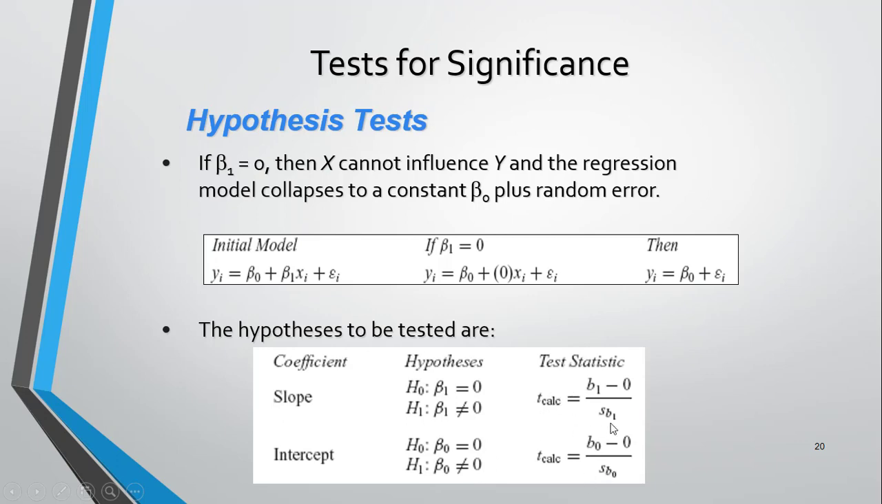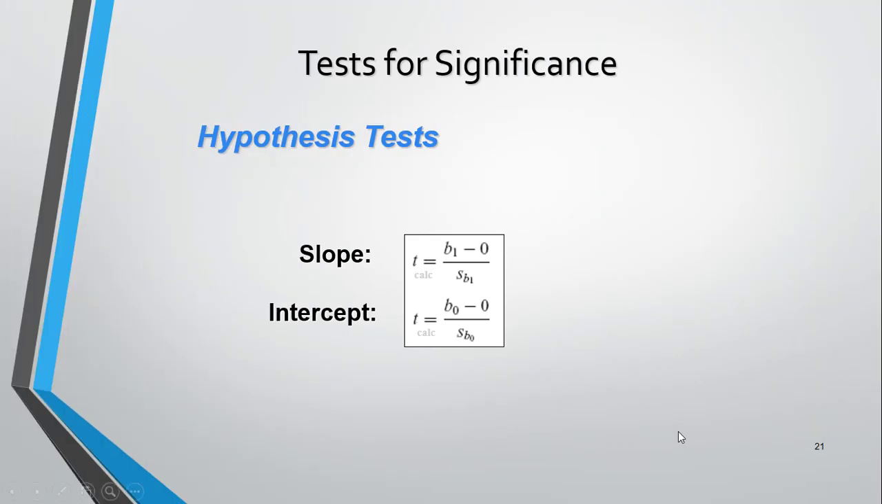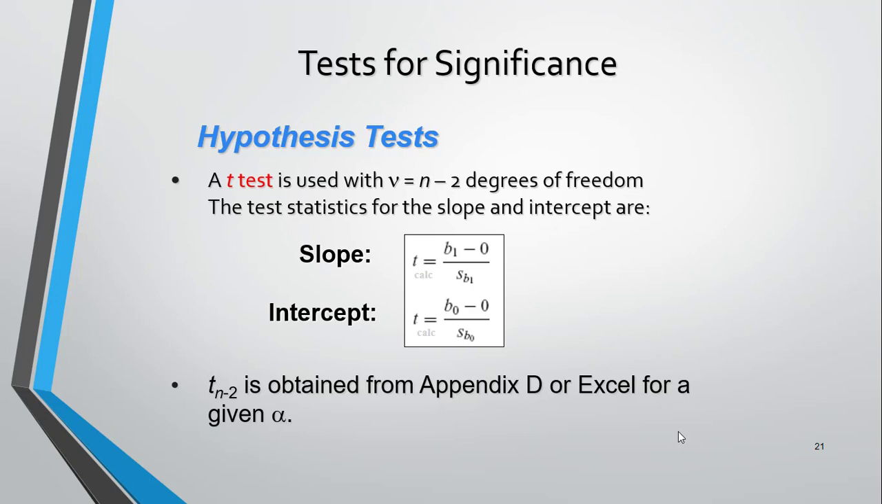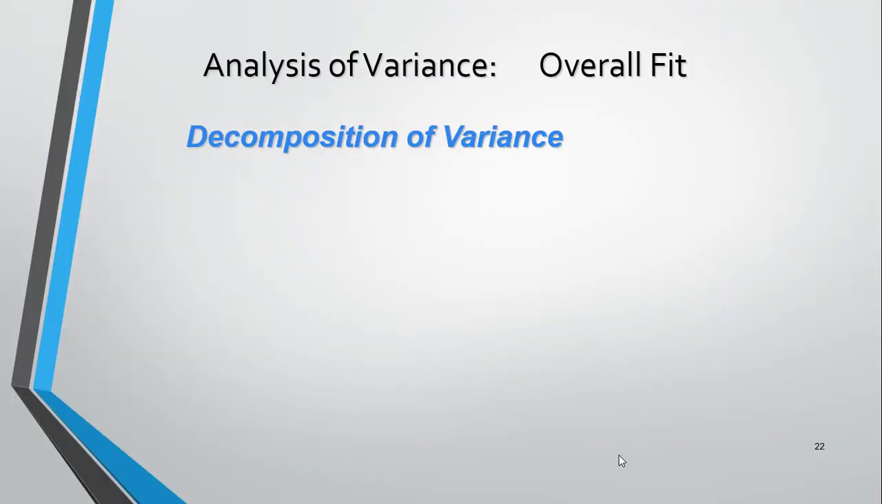This is the test statistic. A t-test is used in this case, and the degrees of freedom are n-2 for slope and intercept. The t value can be obtained from the appendix or from Excel for a given alpha level. If your calculated t statistic is larger than t critical, then you reject the null. Or if the p-value is less than alpha, we reject the null. Remember, normally alpha is set at 0.05.